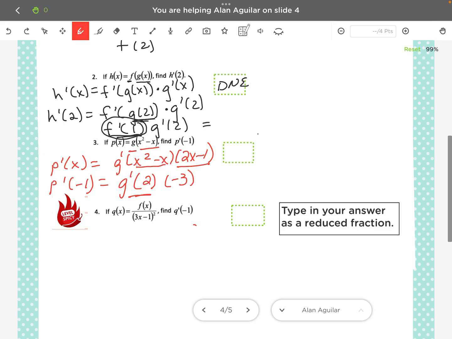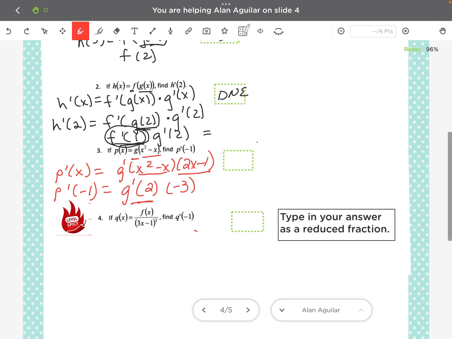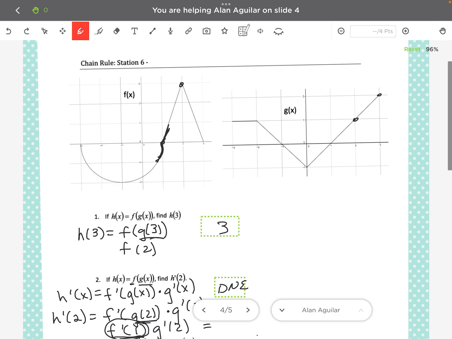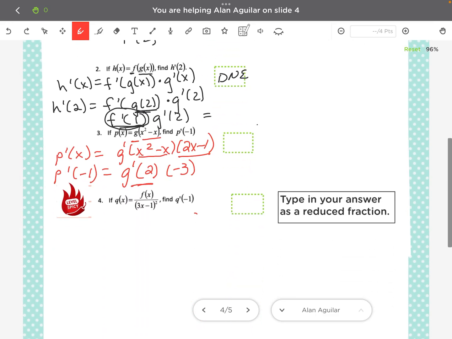So I need to figure out what g prime of 2 is. So I'm going to look at the graph of g, and I need the slope of g at 2. That's what g prime is. And I can just count up 1 over 1. So it looks like the slope is 1. So 1 times -3 is -3.